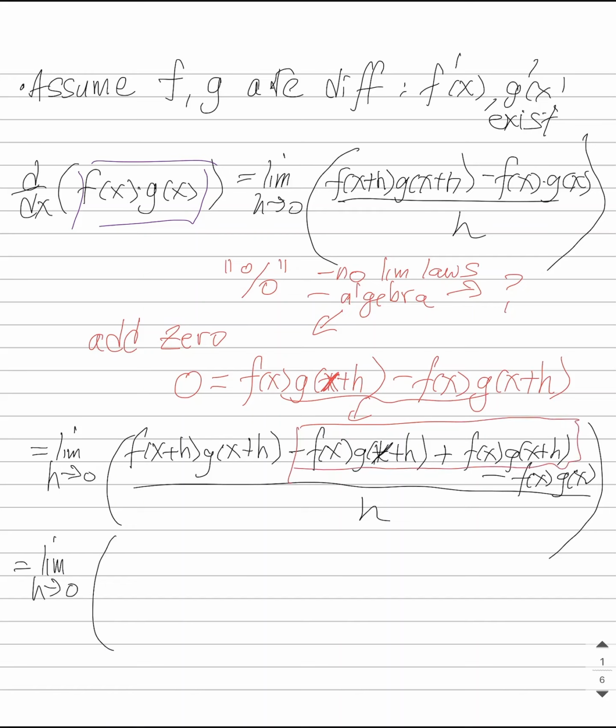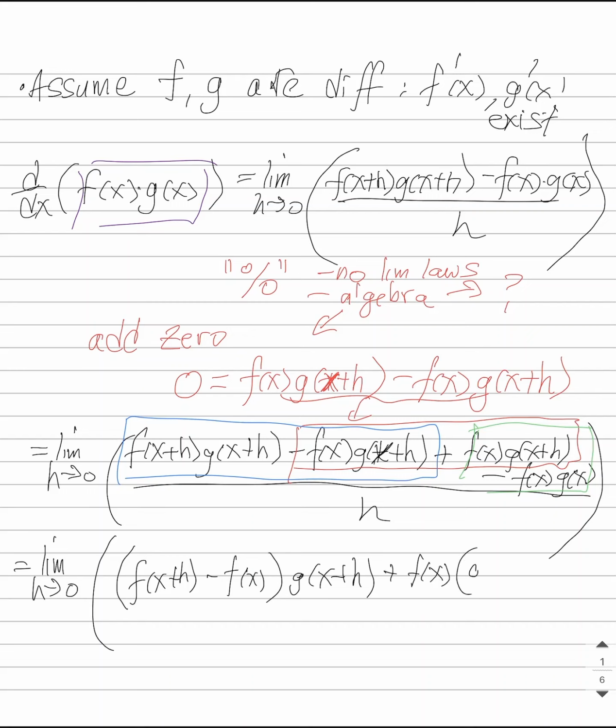So in these first two terms right here, there's a common factor of g of x plus h. So when I factor that out, I'll be left with f of x plus h minus f of x times the g of x plus h. And in the second two, the common factor this time is f of x multiplied with g of x plus h subtract g of x.